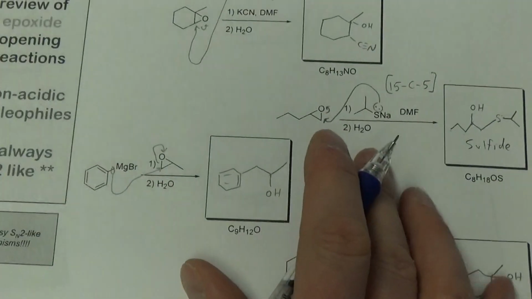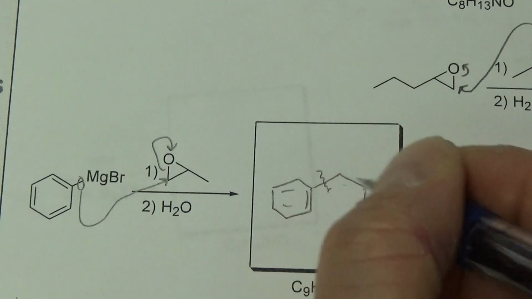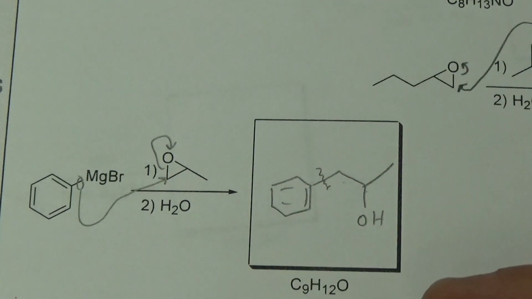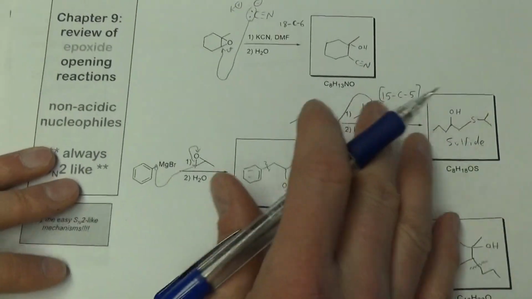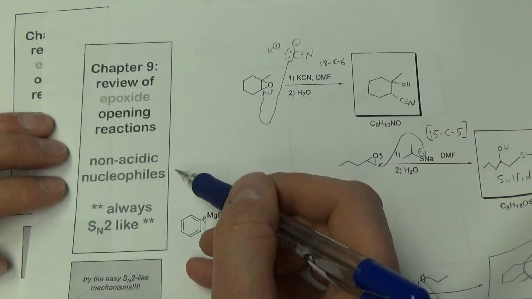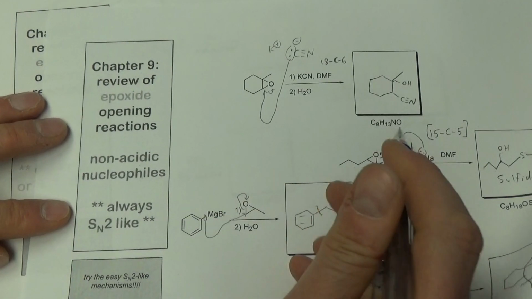Where's a squiggly in this last one also? It's right here, very obviously, and this is 1 carbon away from the oxygen. Okay, good. So these were the openings of epoxides with non-acidic nucleophiles that are all Sn2-like.